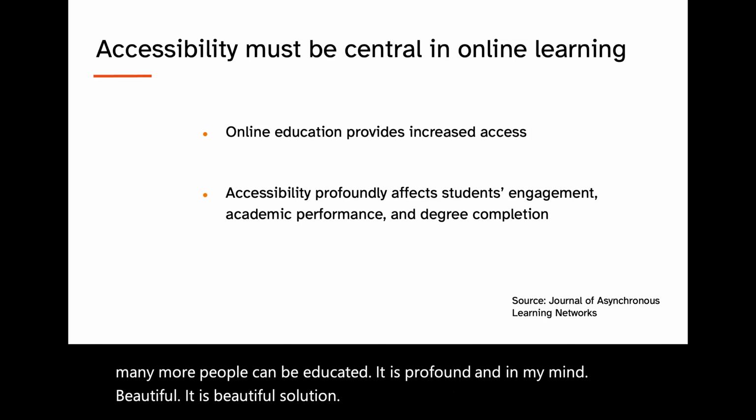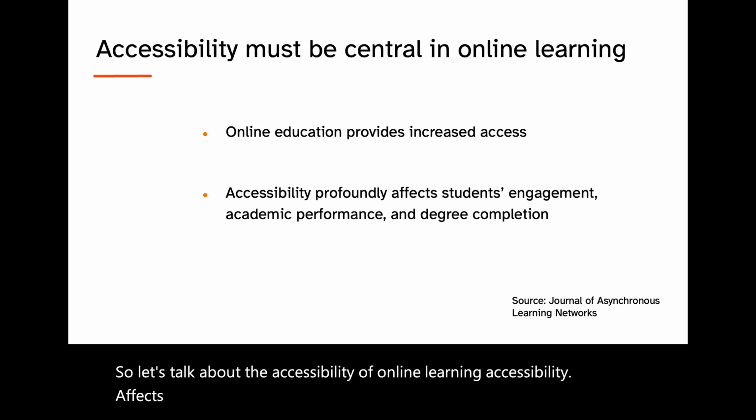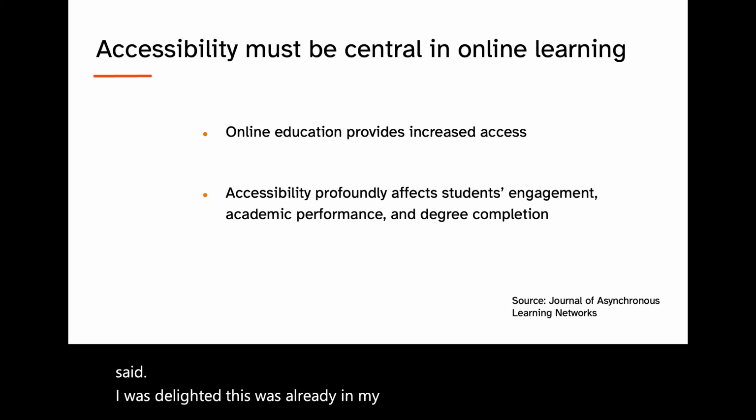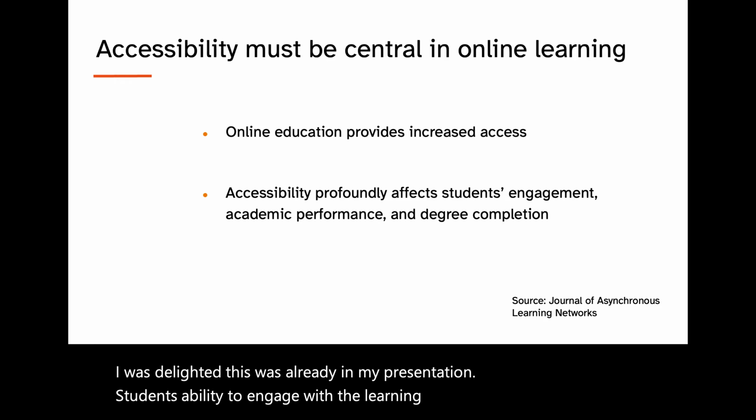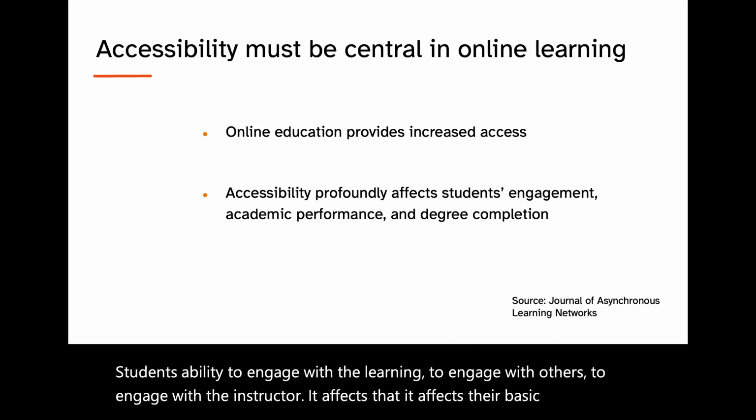So let's talk about the accessibility of online learning. Accessibility affects students' engagement. And again, I'm echoing what Mrs. Brown said. I was delighted. This was already in my presentation. Students' ability to engage with the learning, to engage with others, to engage with the instructor. It affects that. It affects their basic academic performance.